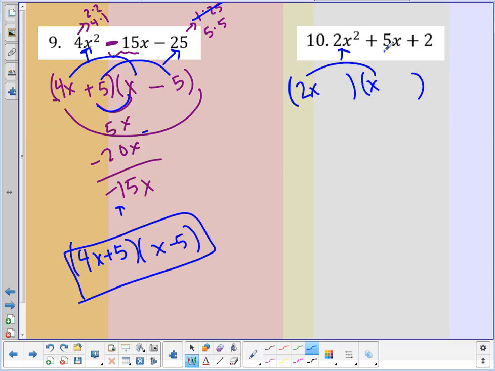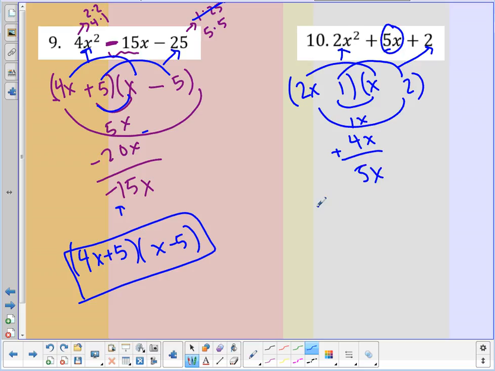So I need a 5 in the middle. If I put 2 over here on the outside and 1 on the inside, this 1 times 2 gives me the 2, which is great. Inside gives me 1x, outside gives me 4x. Add them up, I get 5x, and that's what I want in the middle. So 2x, oops, I didn't put my pluses in. Plus and plus means you're going to have plus and plus, which is good. 2x plus 1 and x plus 2.